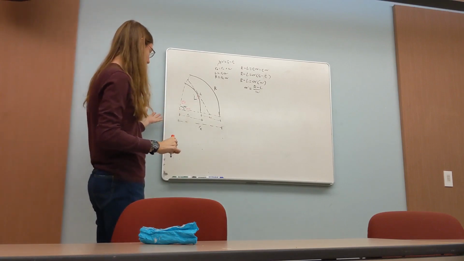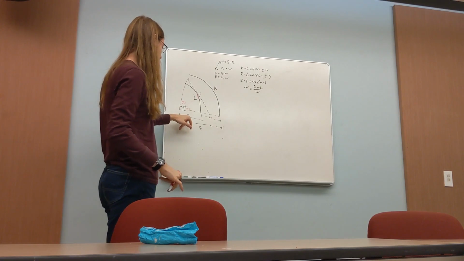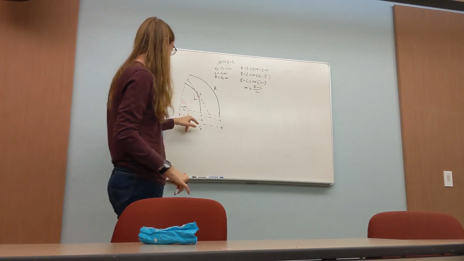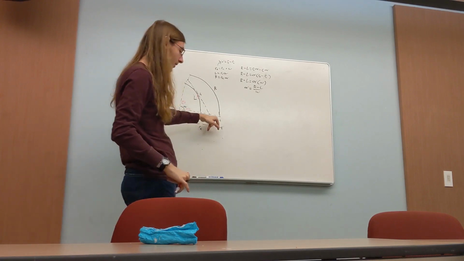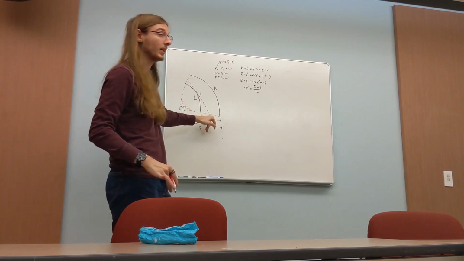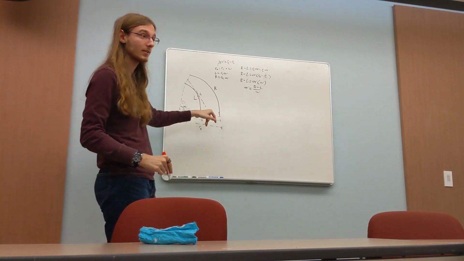So we can take this. We know what r L is. We know what W is, or really in this case we care about W over 2 to get to the center.